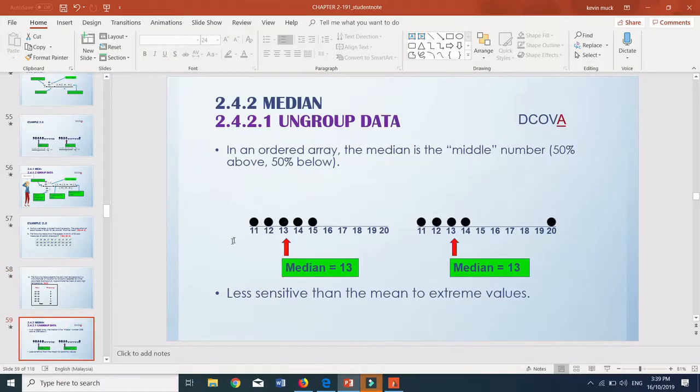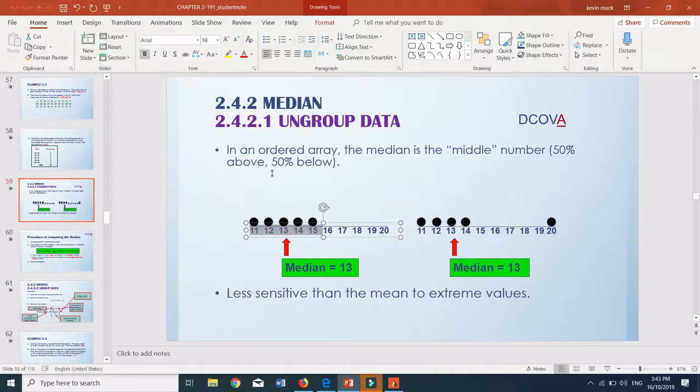So I will move on to the medians. Median is pretty easy compared to the mean. The median is the number in the middle. So if you are given a group of data, a few numbers, you have to pick the one in the middle.